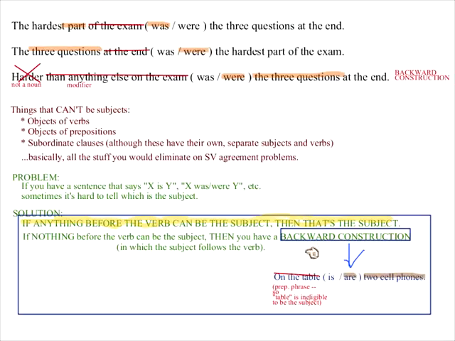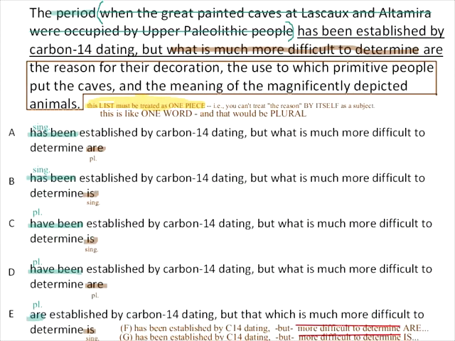So you cannot say "on the table is two cell phones" because "two cell phones" is plural. And for the same reason, you also cannot say "more difficult to determine is this stuff." That would be incorrect because this stuff is plural. So in this example, F would be acceptable, and G would be unacceptable. Any questions about that? Text box if anybody's got any questions. Smiley face if you guys understand why F is okay and G is not okay.